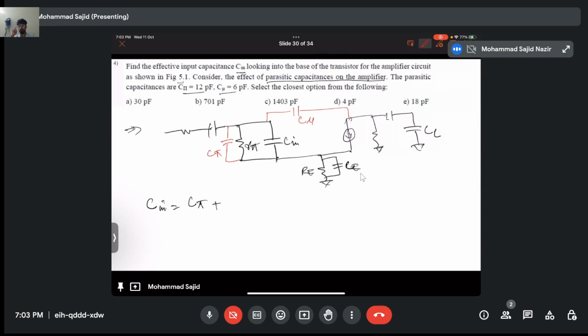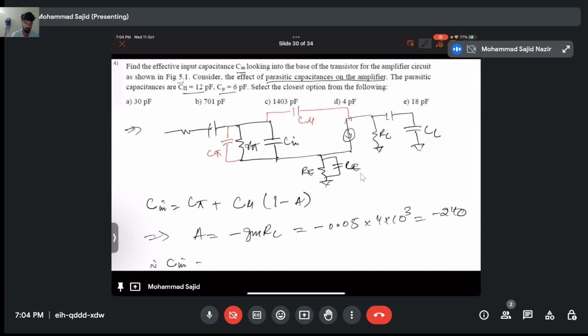Now we calculate C in, the effective capacitance. That will be C pi plus C mu times 1 minus A. And what is A? A is simply minus GM RC. We had calculated the GM in the previous part, which was 0.05, and RC is 4K. So this comes out to be minus 240. Therefore, C in is simply C pi plus C mu times 241. C pi is given as 12 picofarad, plus 6 pico multiplied by 241.